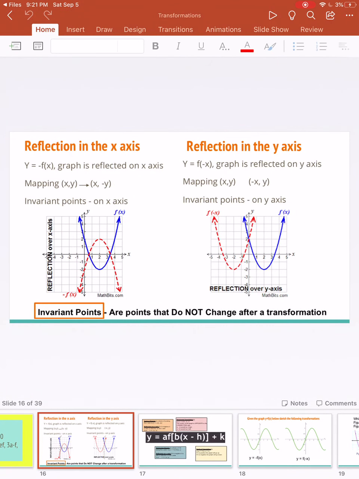Okay, so in this lesson, we are going to look at reflections. We will look at reflections in the x-axis, reflections in the y-axis, and the reflection on the line y equals x, which is also called an inverse. So let's start with reflections on the x and y-axis.